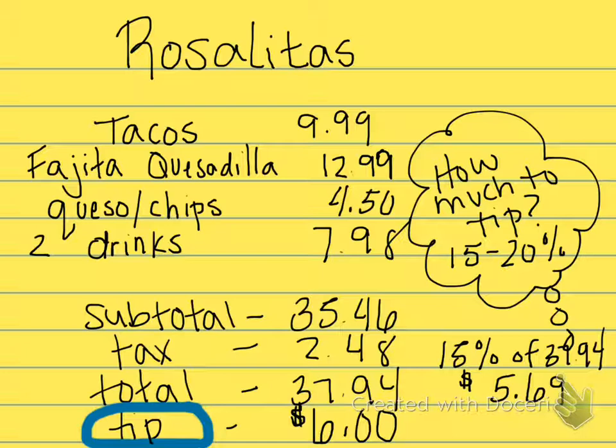So you'll see Rosalita's at the top and the 4 different things that were purchased. So the tacos for $9.99, your fajita quesadilla for $12.99, the queso and chips was $4.50, and 2 drinks for $7.98. So these words should be familiar. You should see your subtotal is $35.46. The tax has been figured out for $2.48, giving us a total of $37.94.